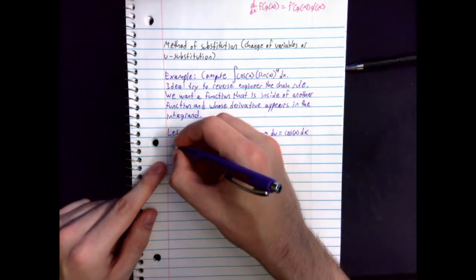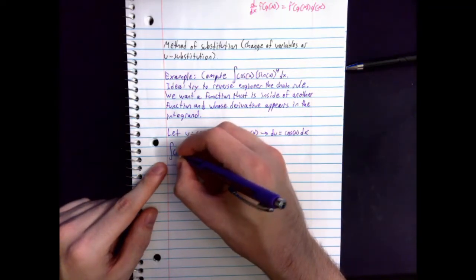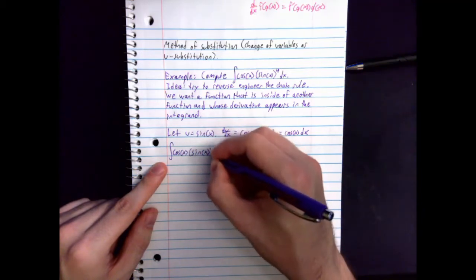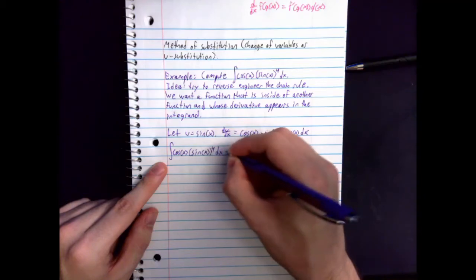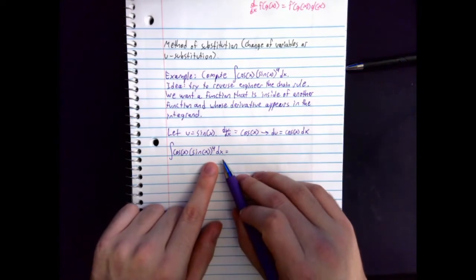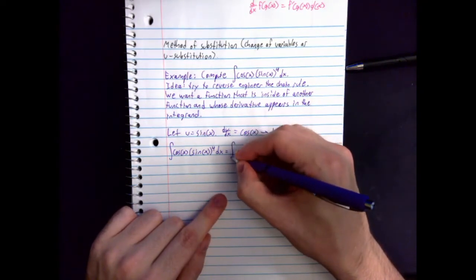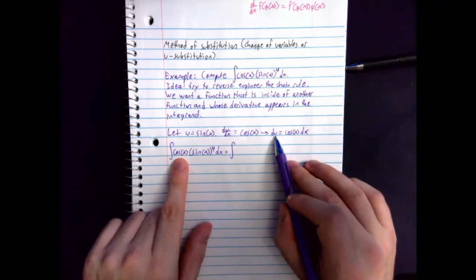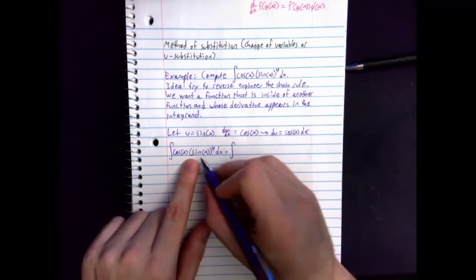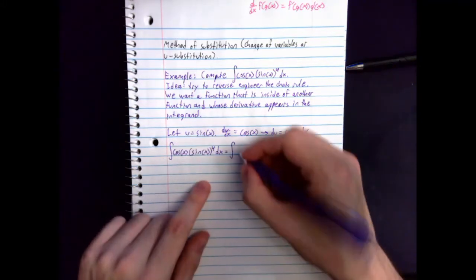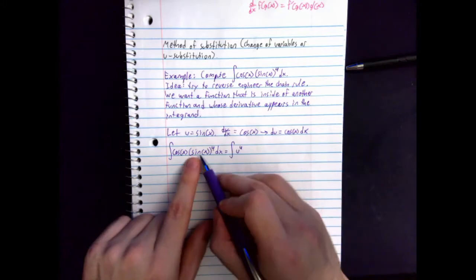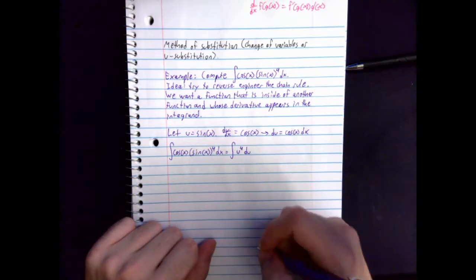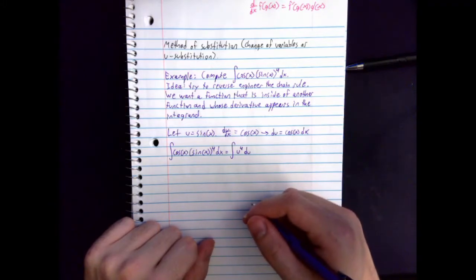So the integral of cosine of x times sine of x to the fourth dx, this is equal to, well, cosine of x times dx, that's just du, that's my new differential. And then sine of x is just u, so sine of x to the 4 is just u to the 4, and then times du. And look at that, now this is an integral I know how to compute.